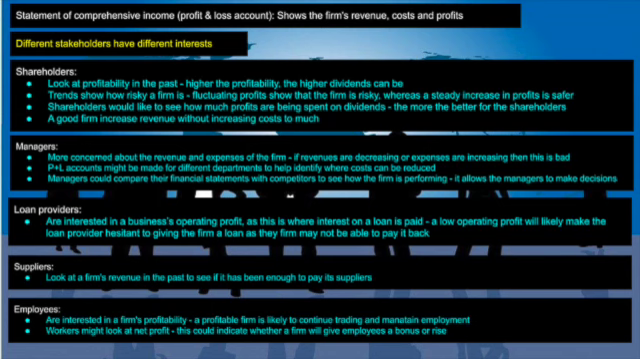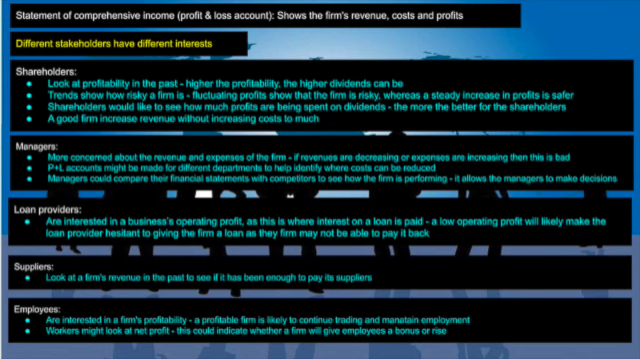Then you have managers. They're more concerned about the revenue and expenses of the firm. That's their main issue. If revenues are decreasing or expenses are increasing, then this is bad for the firm. They may have to think about ways to overcome this, what they could do. Profit and loss accounts might be made for different departments to help identify where costs can be reduced. That way you can see which departments may have higher costs than other departments. And lastly, managers can compare their financial statements with competitors to see how the firm is performing. This will allow the managers to make a decision about what they need to do differently.